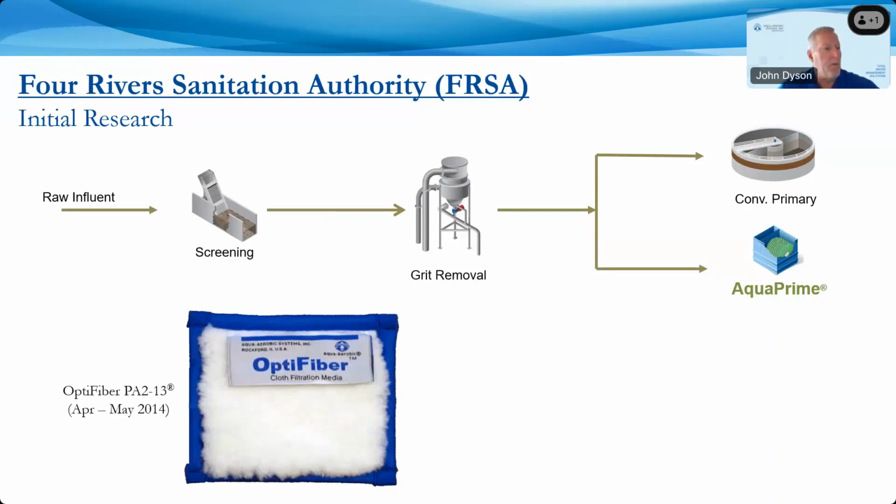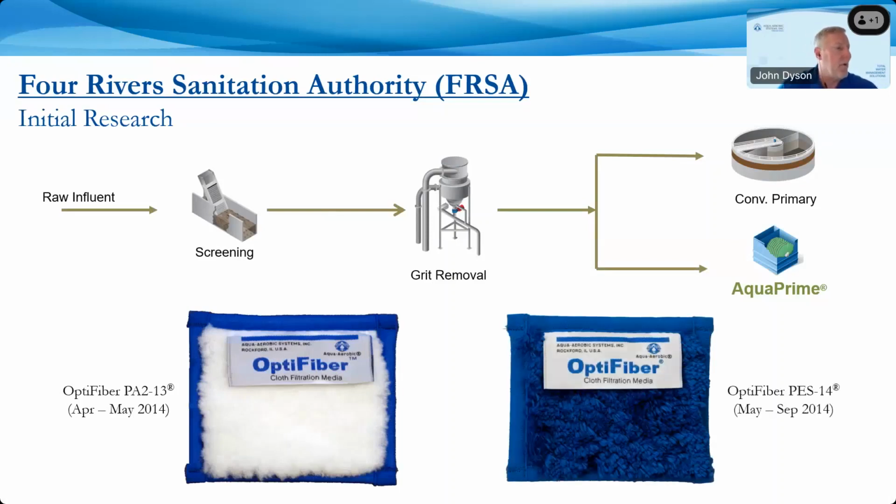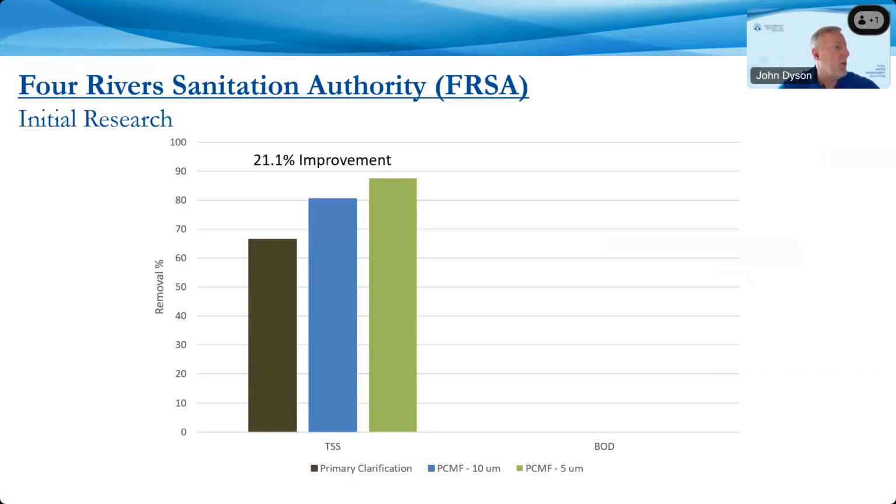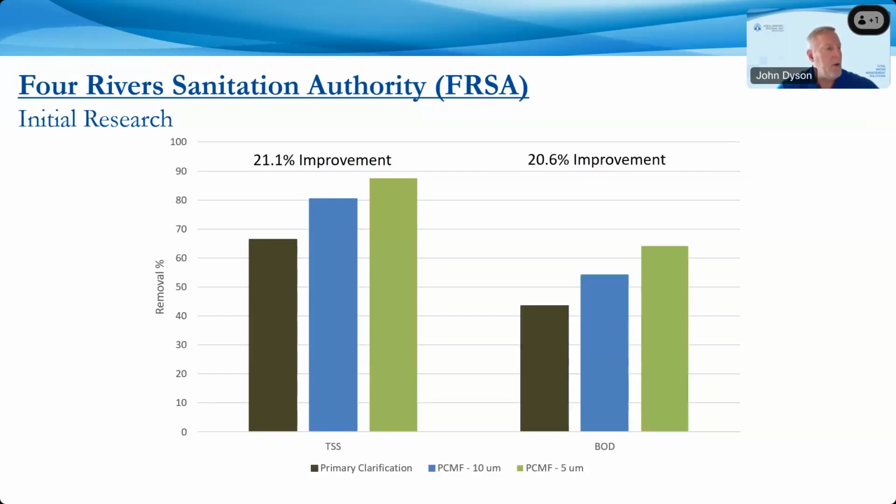And initially, before we had decided on the cloth that we've developed specifically for primary applications, we tried a nominal 10 micron cloth and a nominal 5 micron cloth that we have here. And we tested these to determine how they would perform. And our initial research showed that, of course, we got good removals with the 10 micron shown in blue, but we got even better removals with the 5 micron cloth. And then we saw respectively the same thing with BOD.